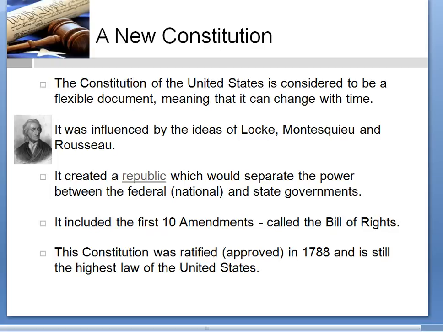So remember these figures from the Enlightenment. It created a republic, which would separate the power between the federal and state governments. And it included the first 10 amendments, called the Bill of Rights. This Constitution was ratified in 1788 and is still today the highest law of the land.